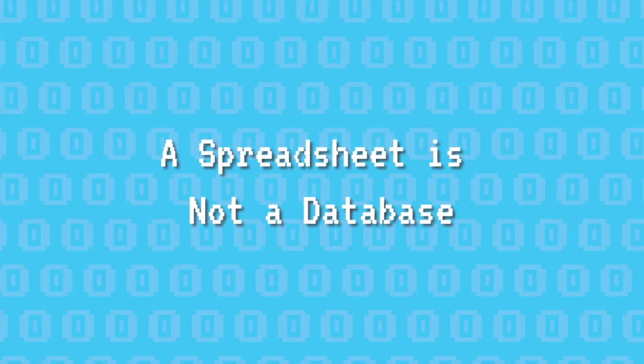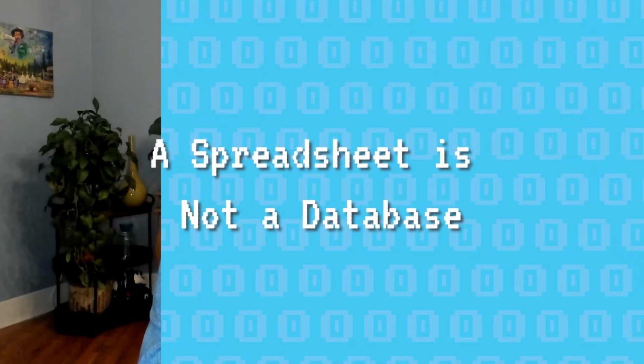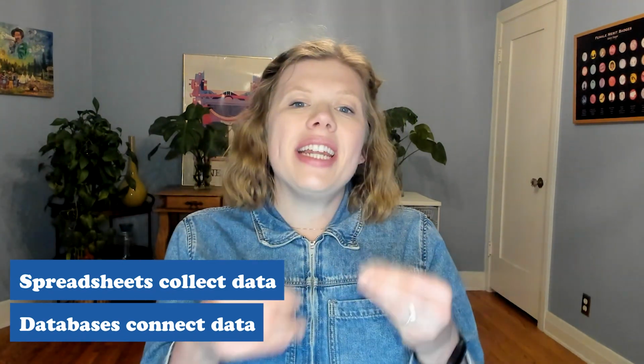So the main difference between Google Sheets and Airtable is that your program needs a database, and a spreadsheet is not a database. Spreadsheets are made to collect data, and databases are designed to connect data, right? Databases help your information talk to each other, and spreadsheet tabs don't really easily link together or connect.